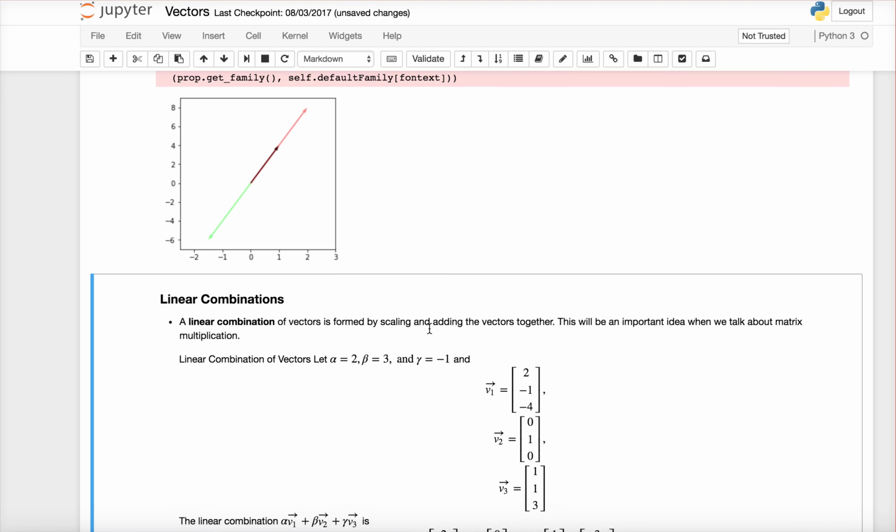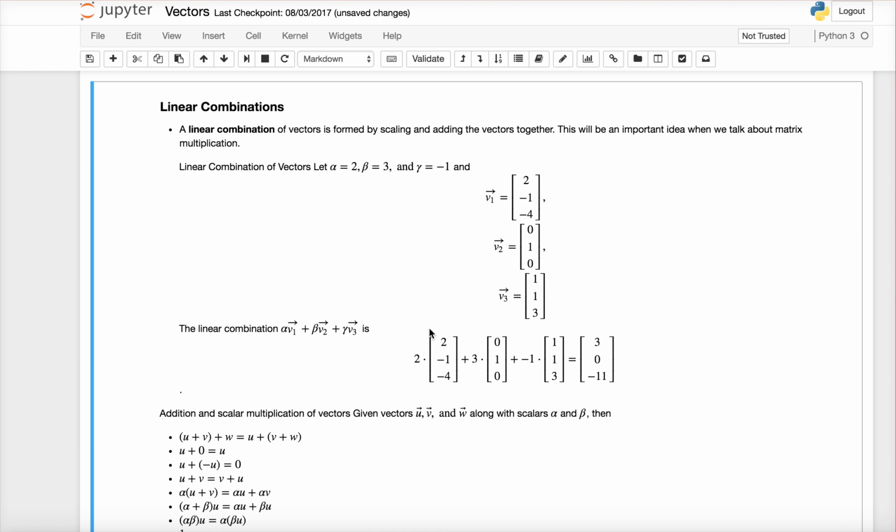Okay, we can add vectors together, and this is referred to as linear combinations. So I'm going to take three vectors, v1, v2, and v3, which I'm defining here. They're all of dimension 3. And I'm going to do this linear combination of alpha times v1 plus beta times v2 plus gamma times v3. So I take my first vector, 2, -1, -4, multiply it by 2, 0, and then gamma is -1, so plus -1 times 1, 1, 3.